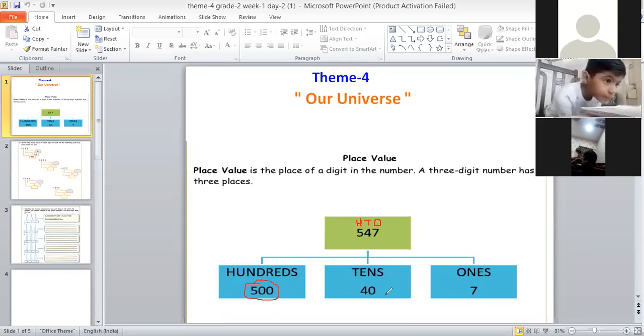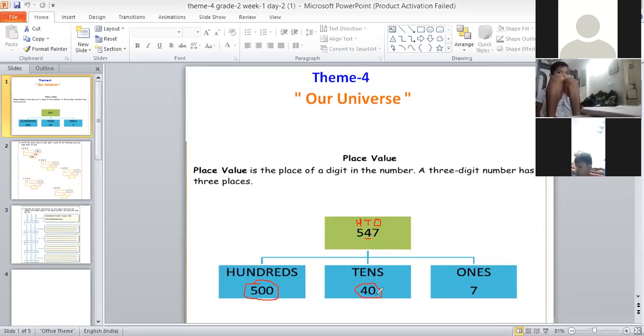Next, we'll write number 4. Now this 4 is in tens place, and we know that in tens we have only 1 zero. That's why we are writing 1 zero after 4. Now this is 40.